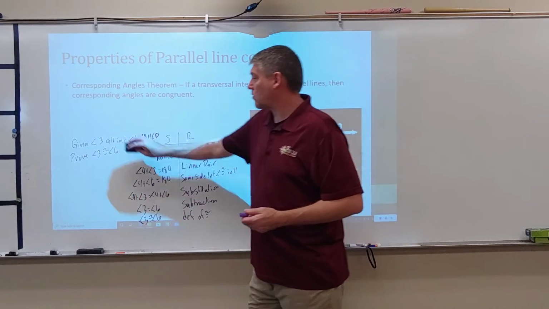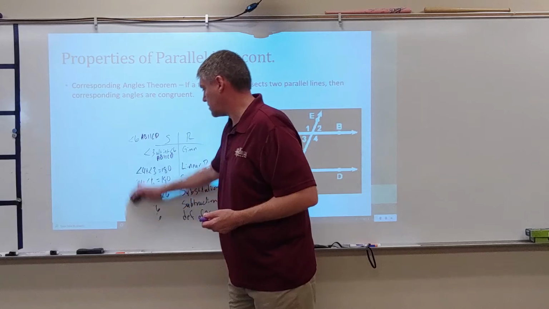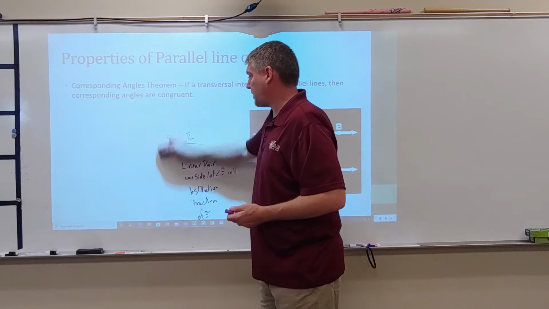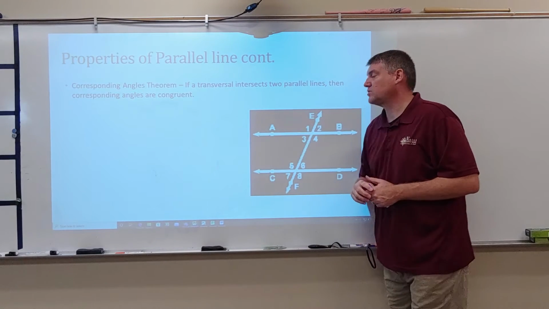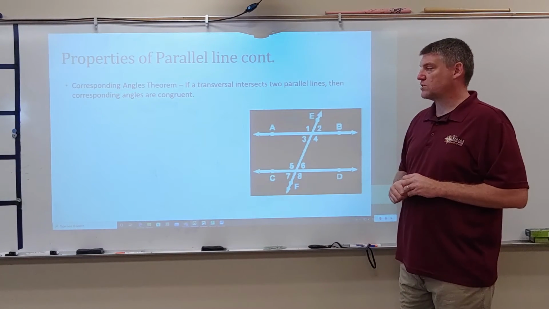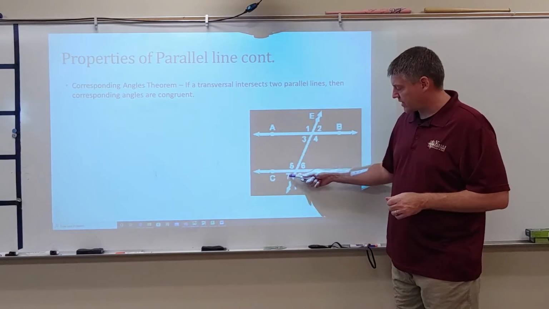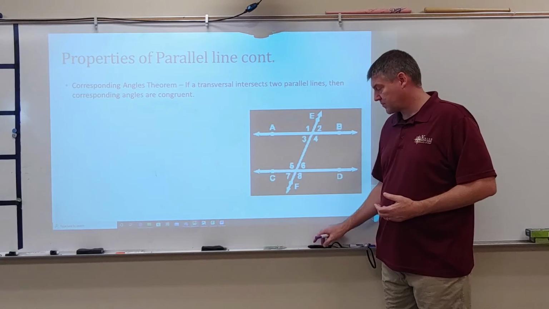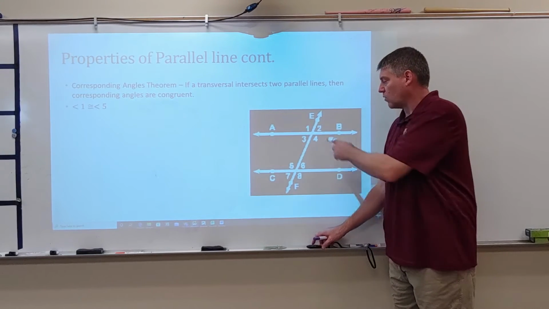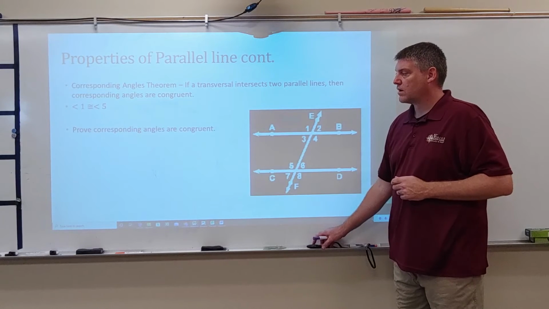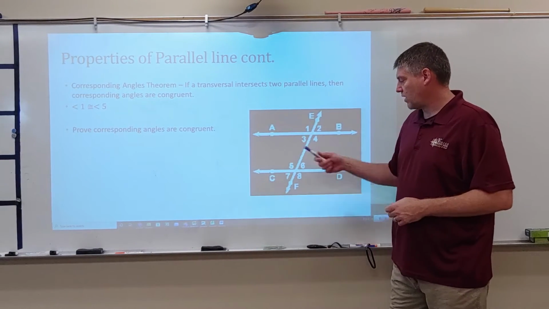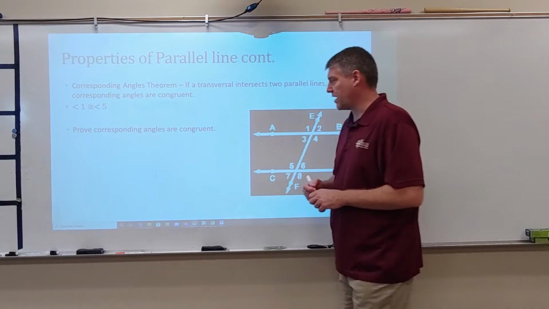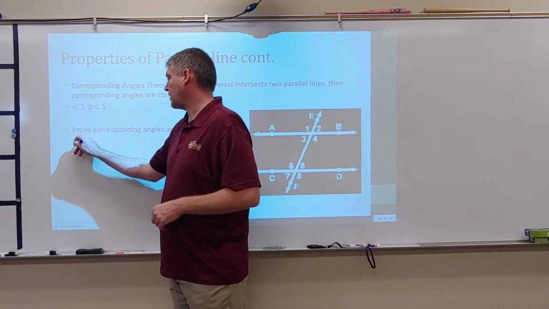Okay. So corresponding angles. If a transversal intersects two parallel lines, then corresponding angles are congruent. So angle 3 and angle 7 are congruent. Okay. So 1 and 5 are congruent. Okay, we want to prove this again. So we're going to say 1 and 5 are given. So given.